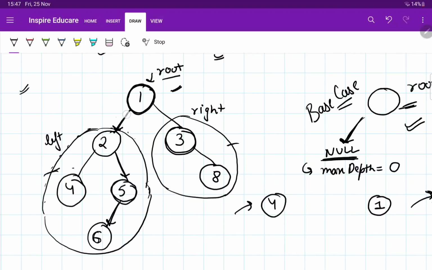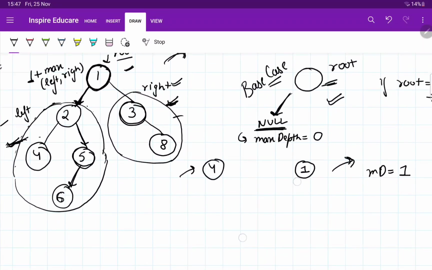Can I say that the maximum depth of this whole tree will be 1 plus, 1 for this root node, plus the maximum of left and right? I get the maximum height of the left tree and the maximum height of the right tree, and the bigger of those, whether left is bigger or right is bigger, the maximum of both plus 1 will be the maximum height of the whole tree.